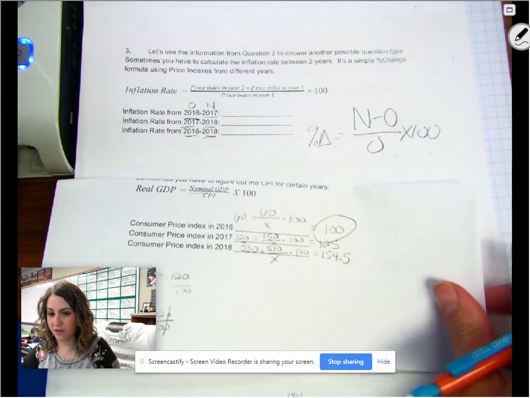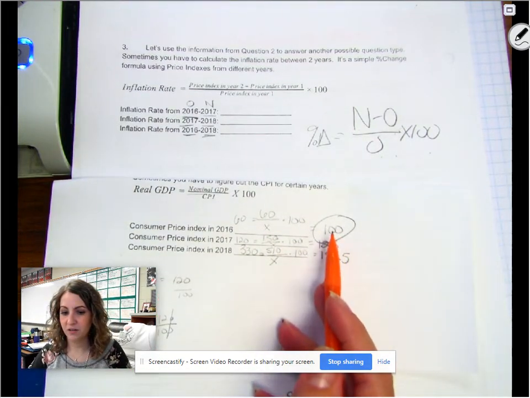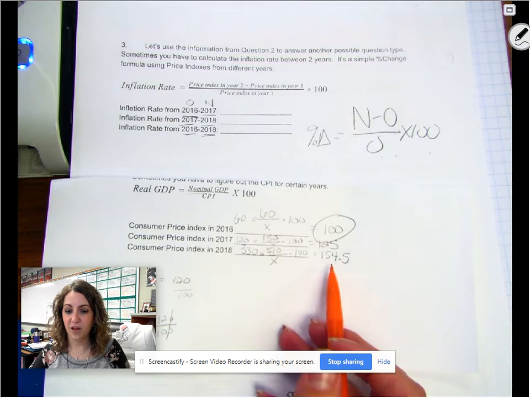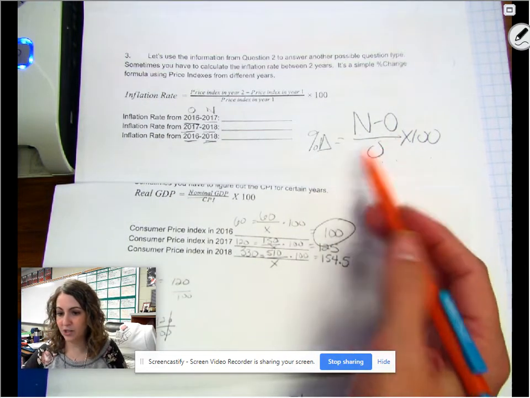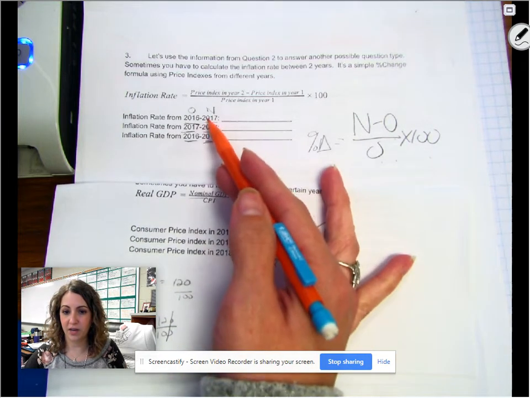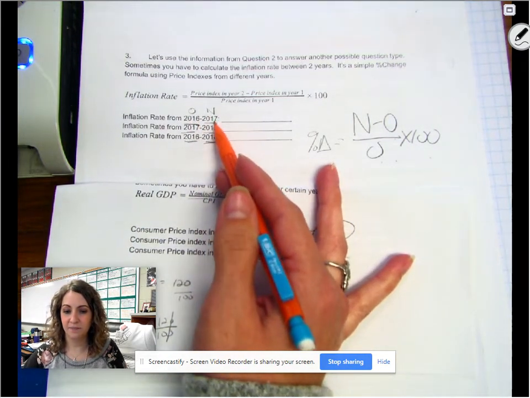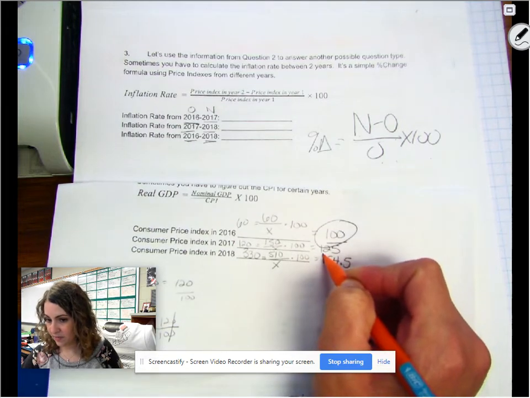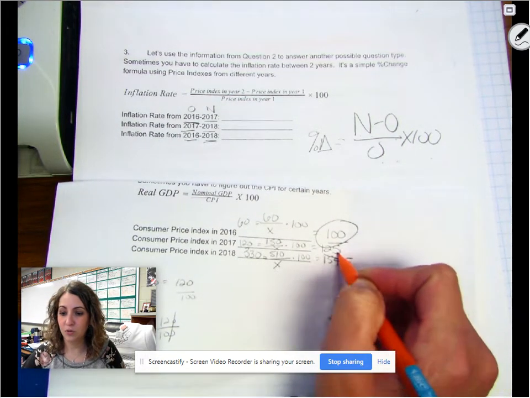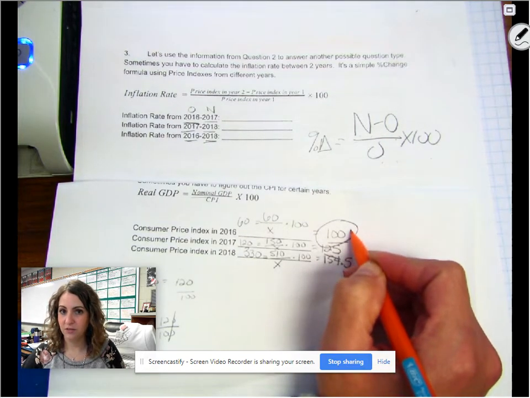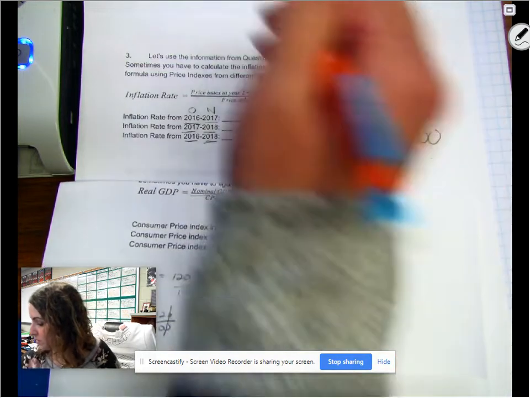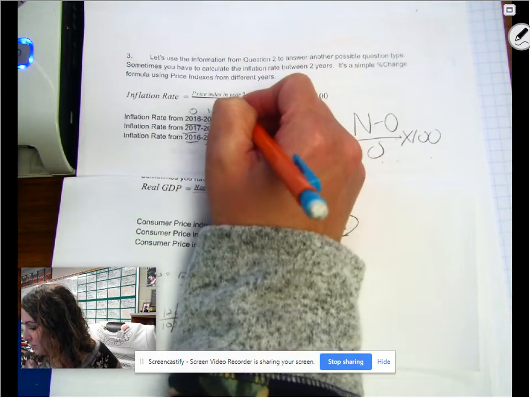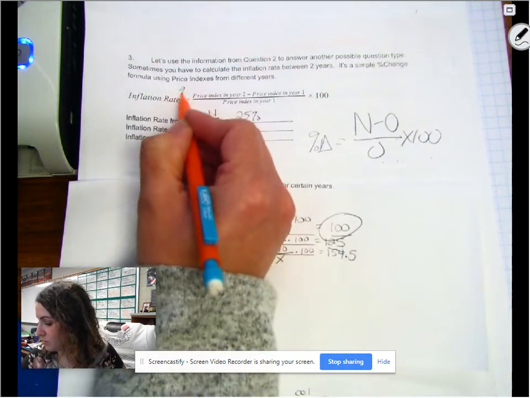Because I don't like flipping back and forth, here they are. My CPI for 2016 was 100. My CPI for 2017 is 125, and then 154.5 for 2018. And now I'm going to figure out percent changes between these, depending on which ones I'm looking at. So from 2016 to 2017, here is my 2016 CPI, my 2017 CPI, and to figure out percent change, it's new, 125, minus old, 100, over old, times 100. So it's 125 minus 100 divided by 100 times 100. It should be 25%. Remember, inflation rate is in percent form.